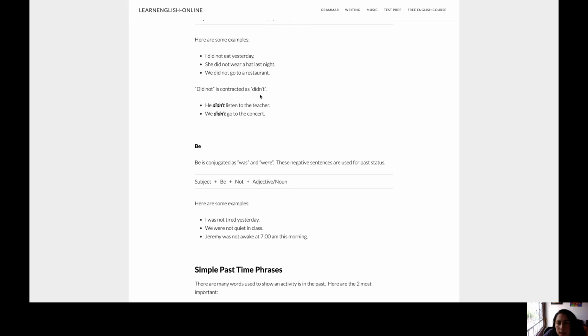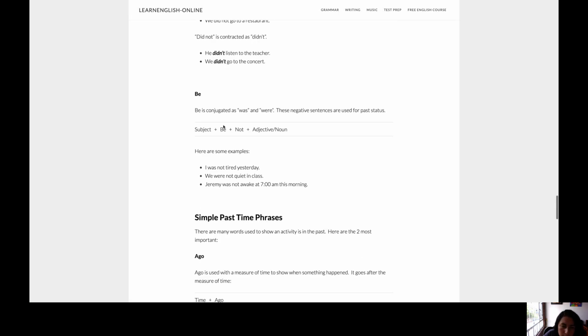Remember that this is informal and formal way. So, he didn't listen to the teacher. Él no escuchó. He didn't listen to the teacher. Él no escuchó al profesor, a la profesora. We didn't go to the concert. No fuimos al concierto. In past.